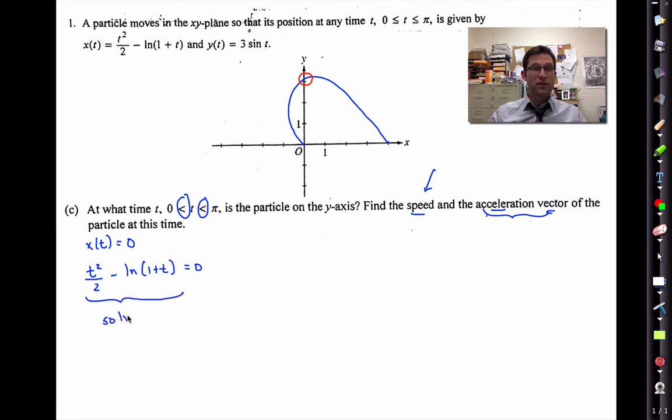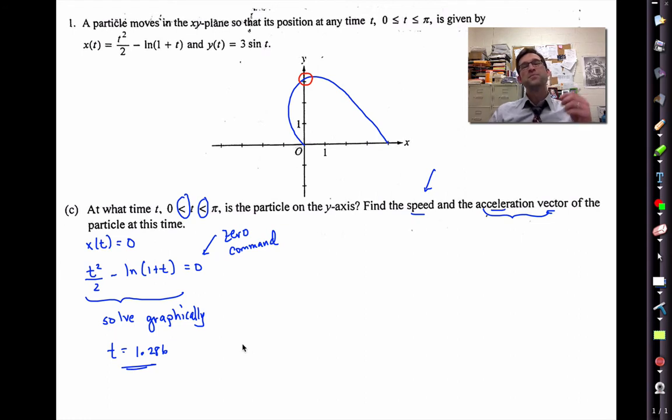I'm going to put myself back in function mode, which my students have done many times, since they have solved many equations graphically. I would probably use the zero command. Draw a little graph, find the zero, and what I would find is t equals 1.286. All right, so that's the first part of the problem.